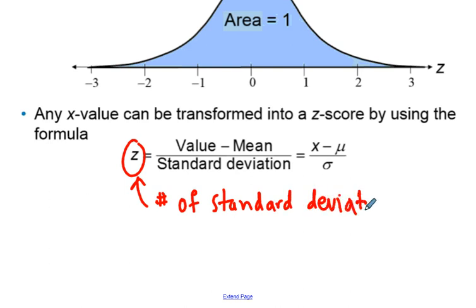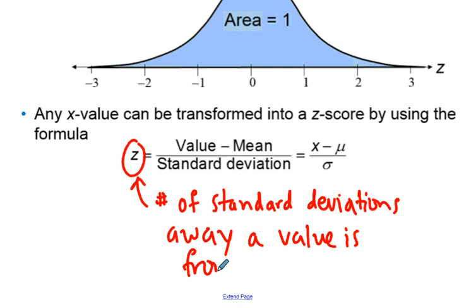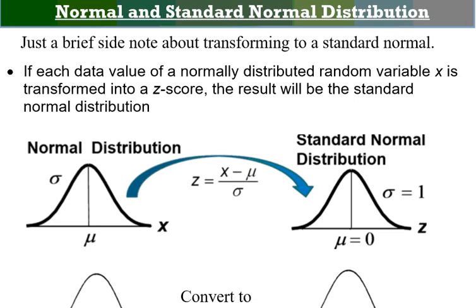deviations away a value is from the mean. If it's positive, that value is above the mean. If the z-score is negative, that value is below the mean.